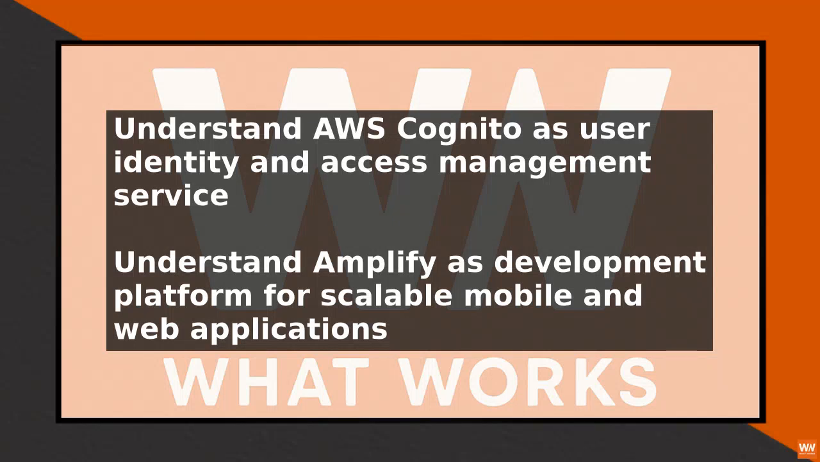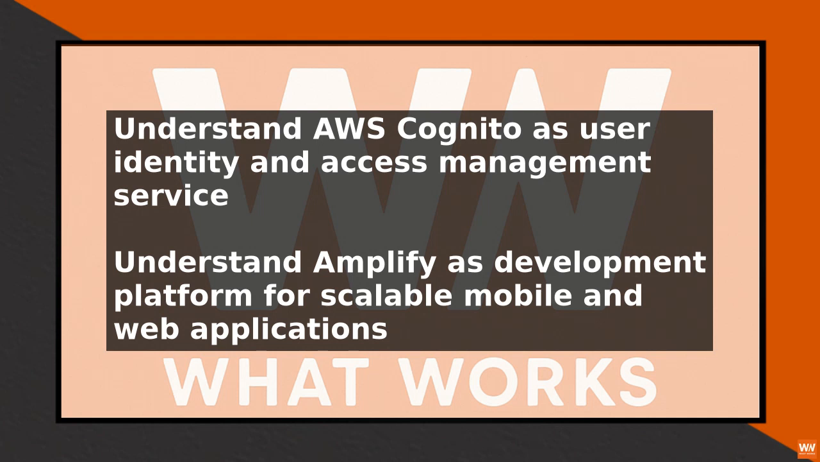To troubleshoot AWS Amplify Cognito integration, start by understanding the basics of AWS Cognito and Amplify. AWS Cognito is a user identity and access management service, while Amplify is a development platform that helps you build scalable mobile and web applications. The integration of these two services enables you to authenticate and authorize users in your application.